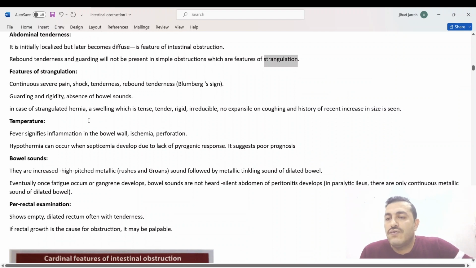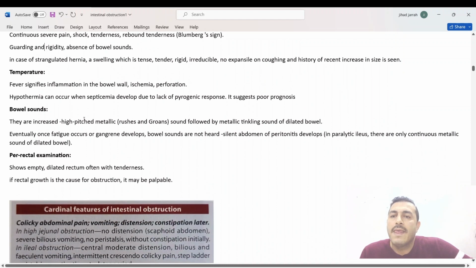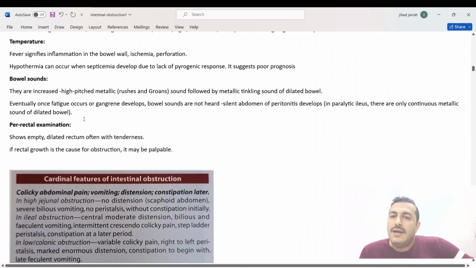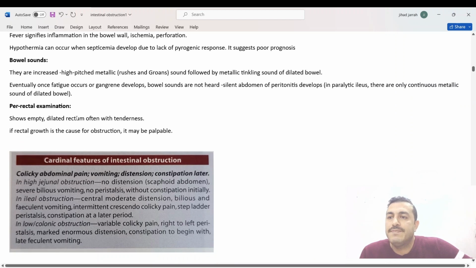Features of strangulation: strangulation again means we have a problem in the blood supply, we are losing the bowel. So the features of strangulation are continuous pain, shock, tenderness, rebound tenderness called Blumberg sign, guarding, rigidity, absence of bowel sounds. These are signs of strangulation. Temperature can be hyperthermic or hypothermic.